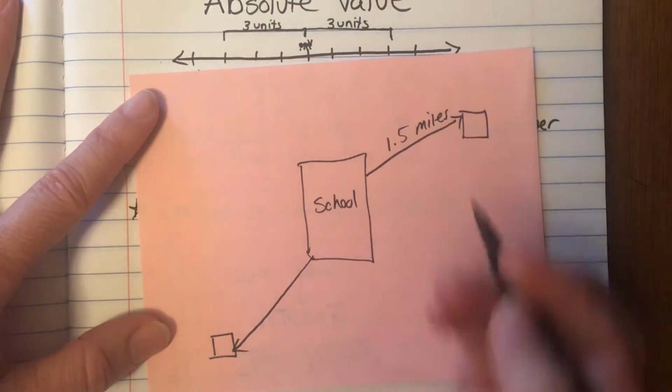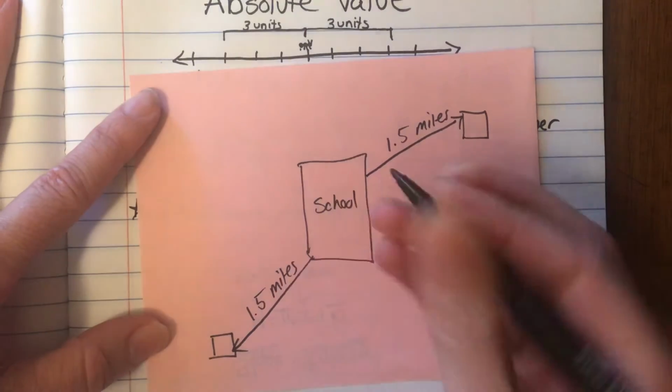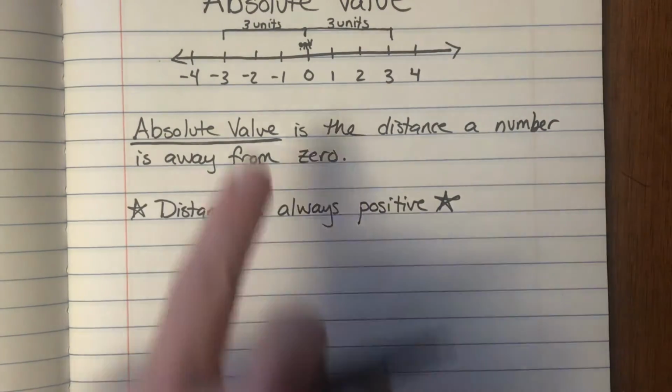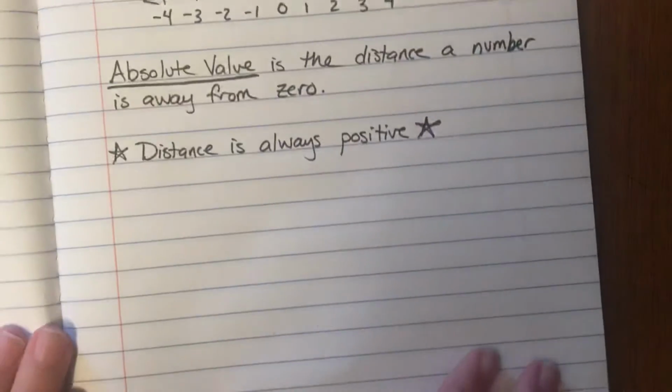Well, no, it's in a different direction, but it's the same amount of distance, right? And so it does not matter what direction we're going in. Distance is always positive if you're moving forward. And so that's the idea of absolute value here. All right, now we have some notation that we use.